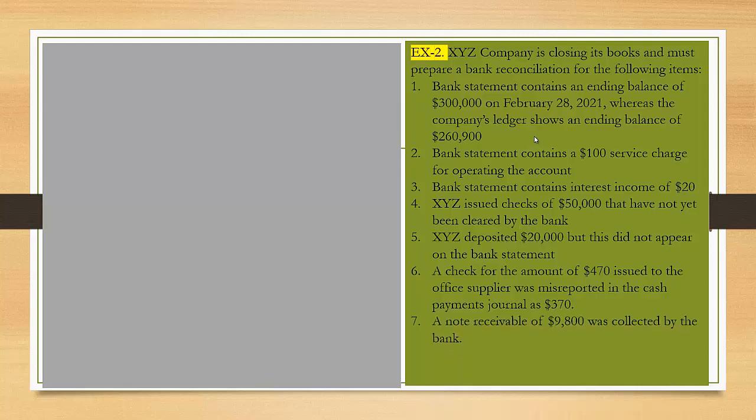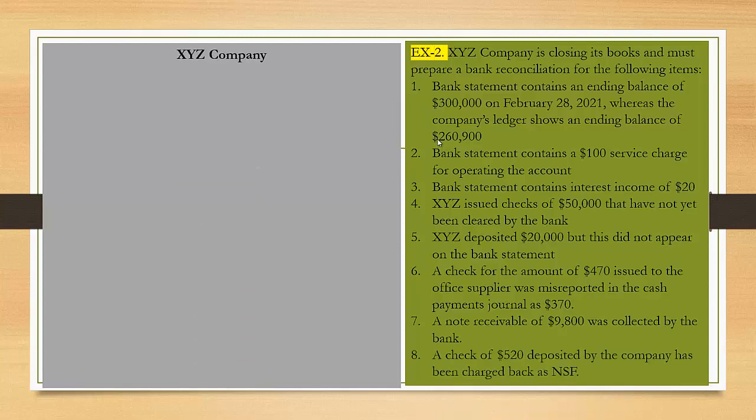And if you look at the next transaction, a note receivable of 9,800 was collected by the bank. So if this note is collected by the bank on behalf of the company, this note needs to be added in the company's cash balance as per cash book.